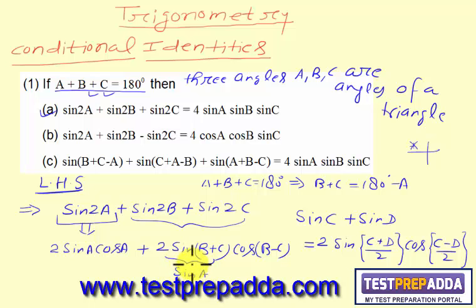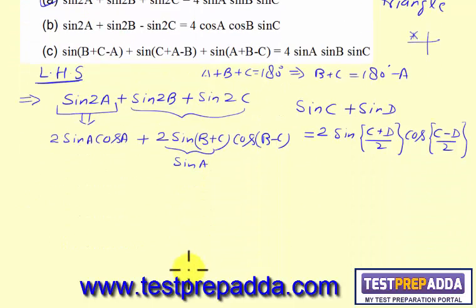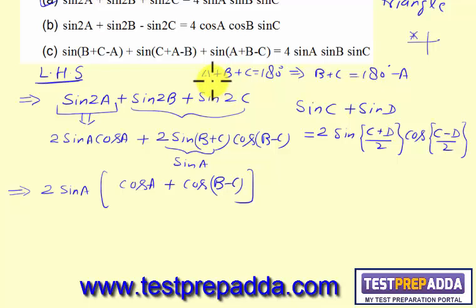Got it? Now I'll take 2 sine A common basically. What do we get inside the bracket? Cos A plus cos (B minus C). Again use A plus B plus C is equal to 180 degrees. So what will be A? 180 minus (B plus C).